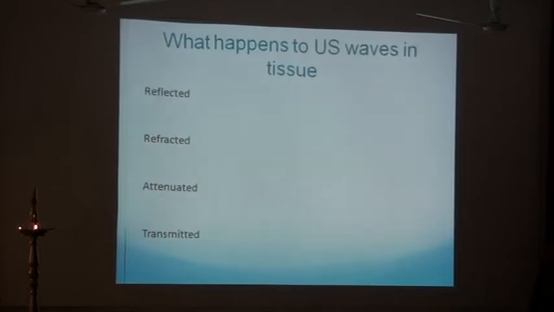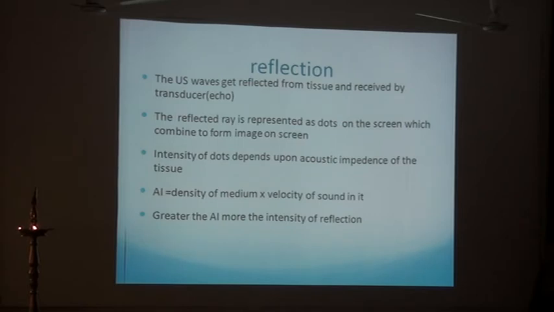What happens to these ultrasound waves when they go into the tissue? They are either reflected, refracted, attenuated, or transmitted. What is reflection? When the ultrasound wave hits the tissue interface, it is reflected back to the transducer and received as an echo, as I already told you. This reflected ray is represented as a dot on the screen, and all these dots combine to form the image which we get on the ultrasound screen.